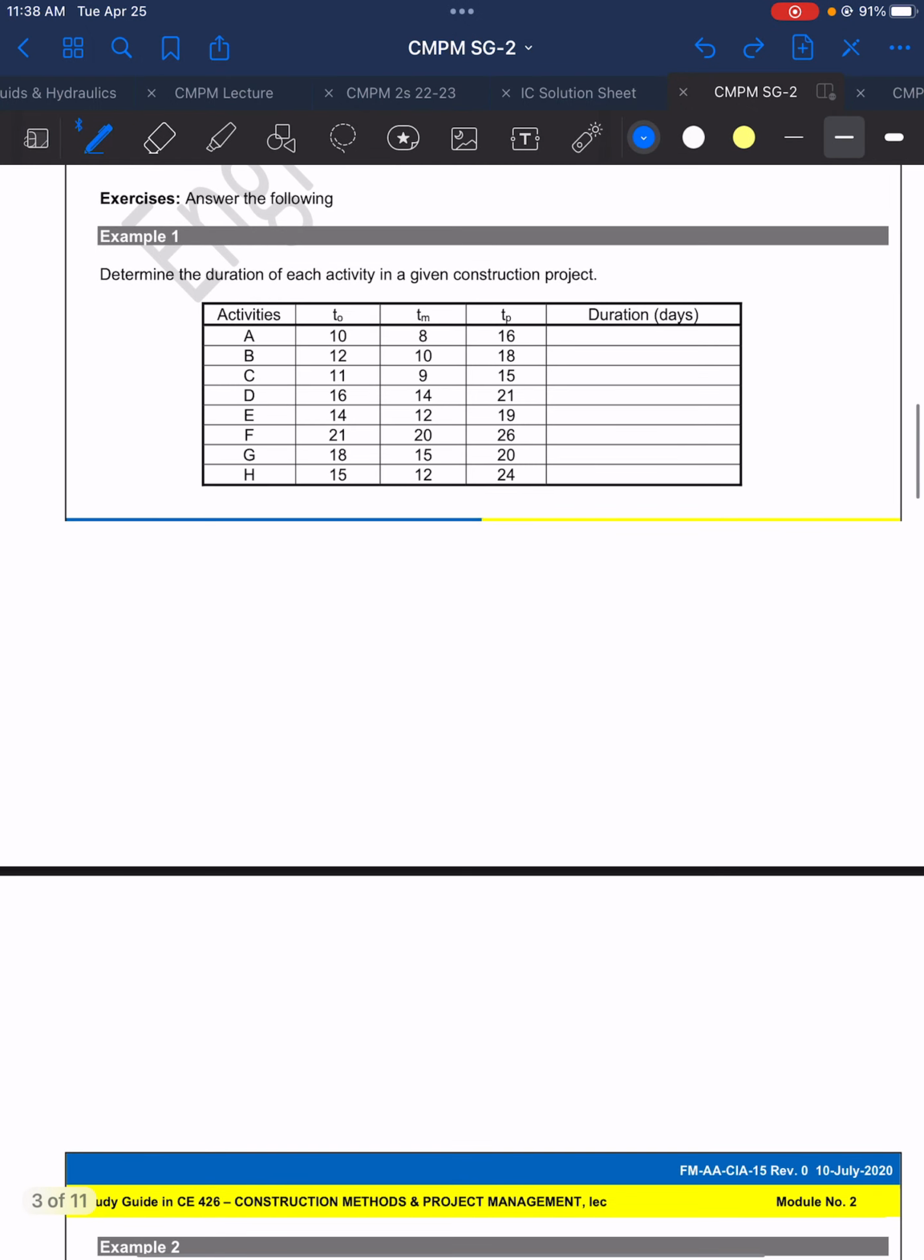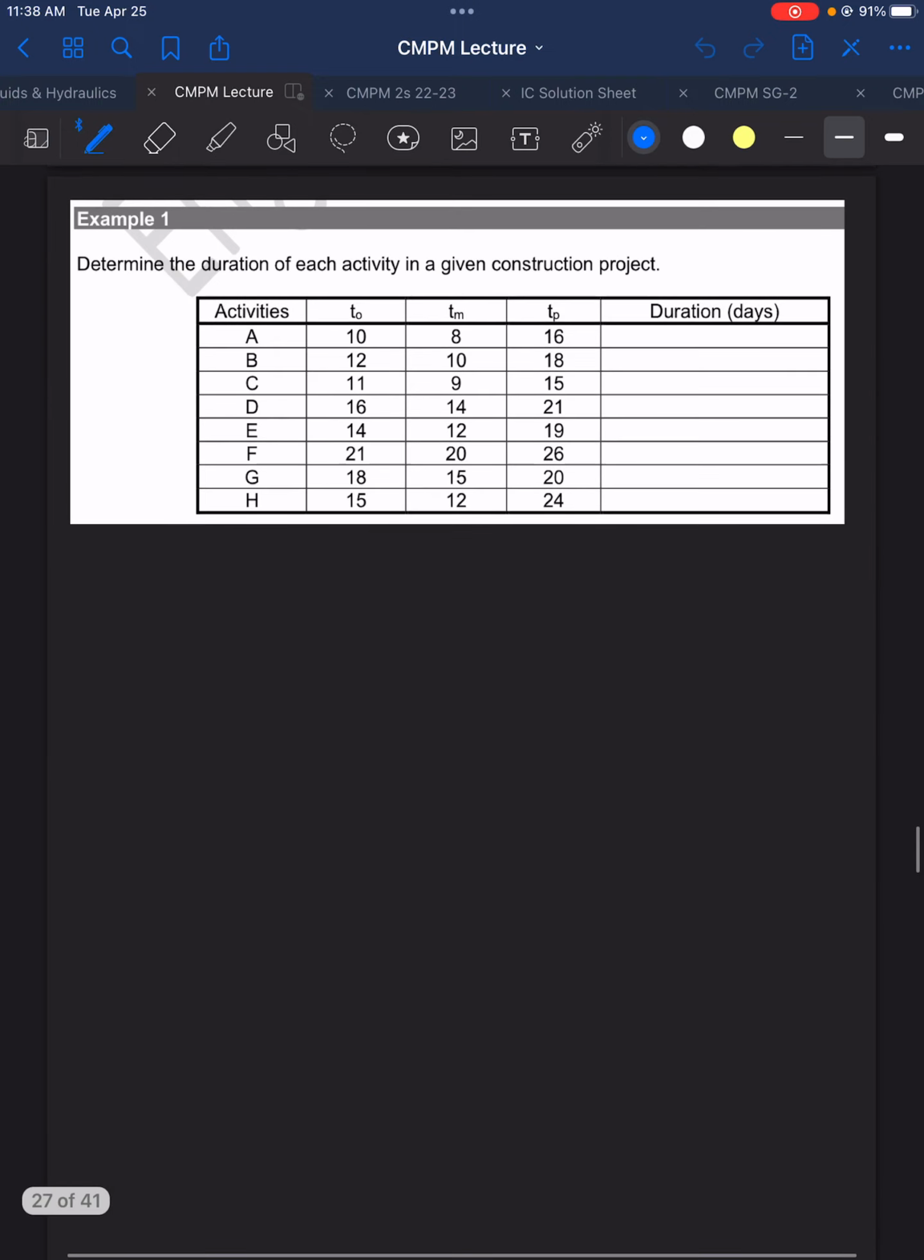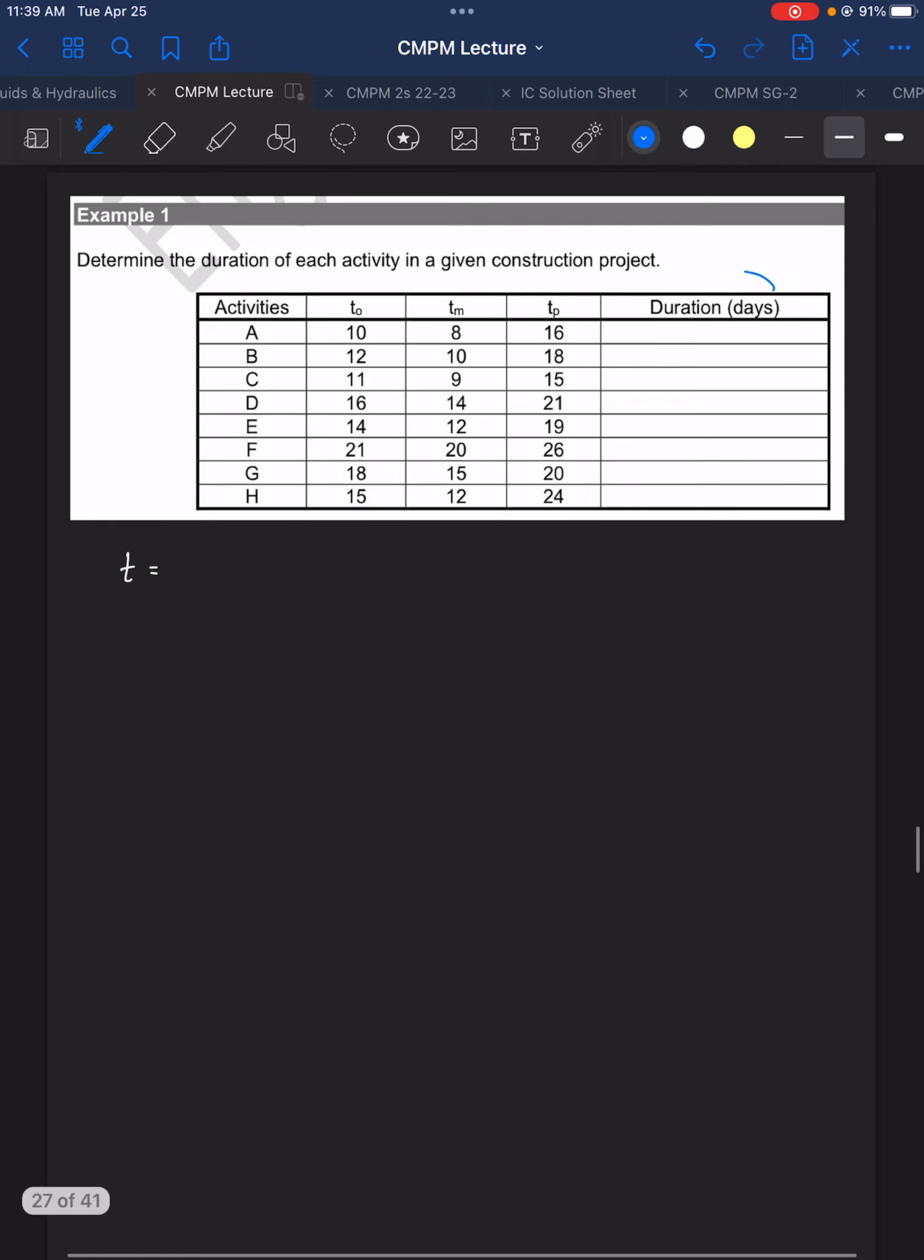So here we have the duration of each activity. So these are the activities A to H, and we have here the T sub O as the optimistic time estimate, the most likely time estimate, and the pessimistic time estimate. So all we need to do is to solve them using the formula. So it's asking for the duration or the time T.